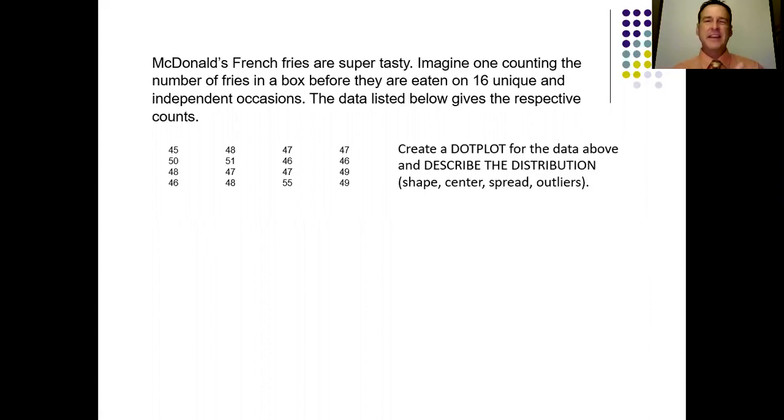In the end, though, here's what I did. I have 16 unique occasions where a medium French fry was purchased at McDonald's and the fries were counted. And these 16 that you see over here are the counts. Who counts their French fries? Maybe only a nerdy math teacher. But here's what they like to do.